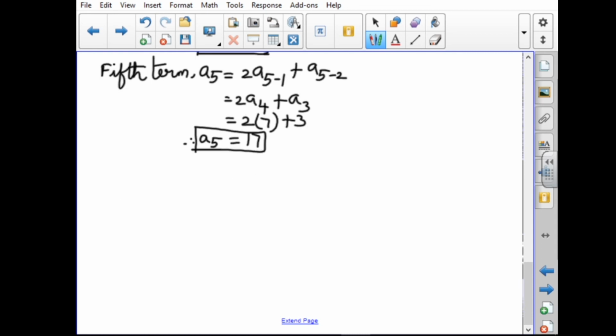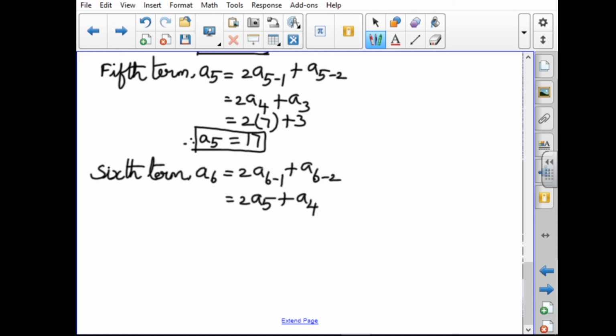Next, the 6th term. Up to the 6th term they ask in the question. So, the 6th term, A6, that is equal to 2 into A6 minus 1 plus A6 minus 2. That is 2A5 plus A4. That is equal to 2 into 17. A4 value is 7. So 34 plus 7, the answer will be 41. This is the answer for A6.